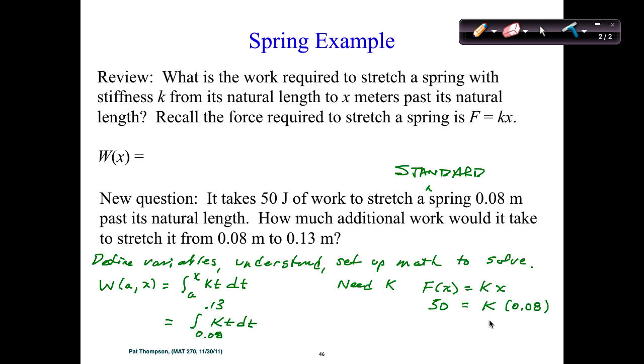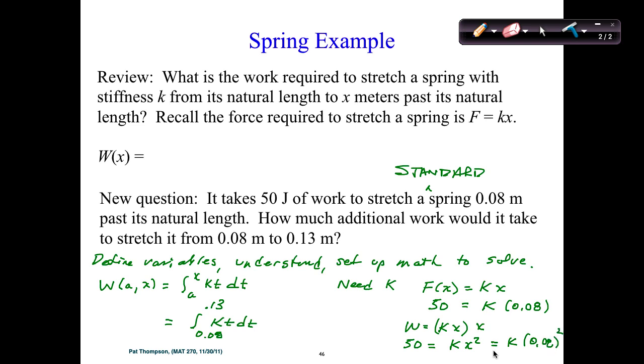Uh-oh, some people are saying no. Well, 50 is the work, not the force. So force would equal kx, and the work would equal kx times x. It would be force times distance, and distance is x. So that's kx squared. Then you do 50 equals kx squared, where x is 0.08, and divide 50 by 0.08 squared.